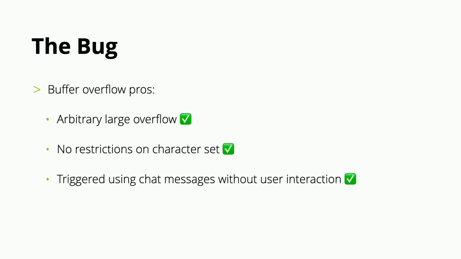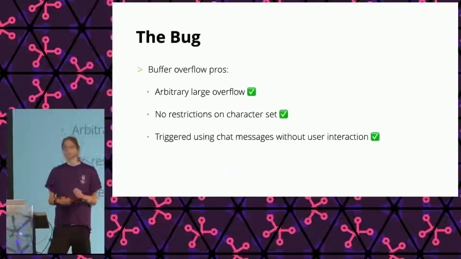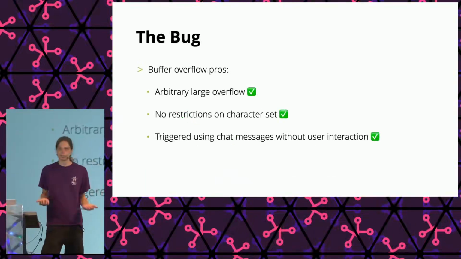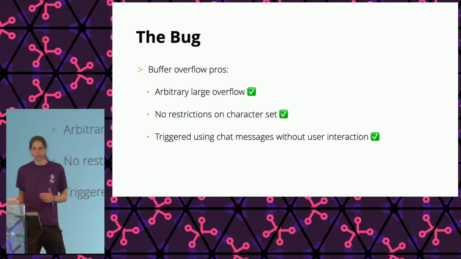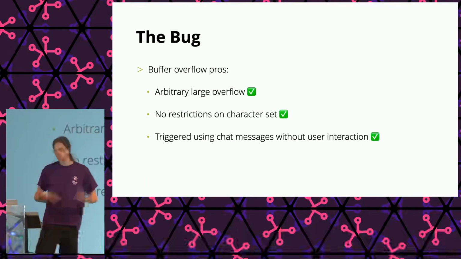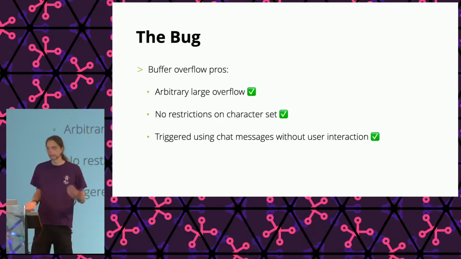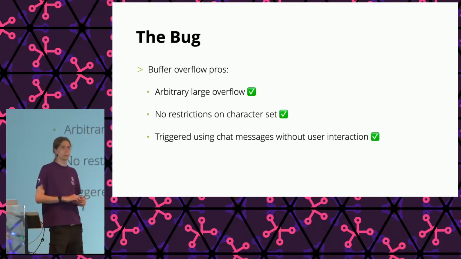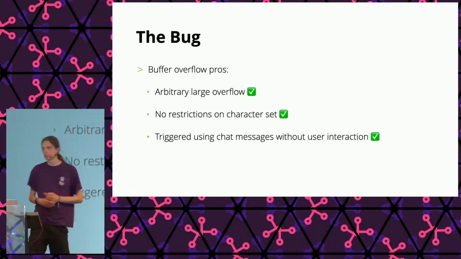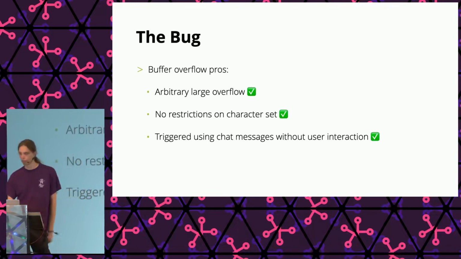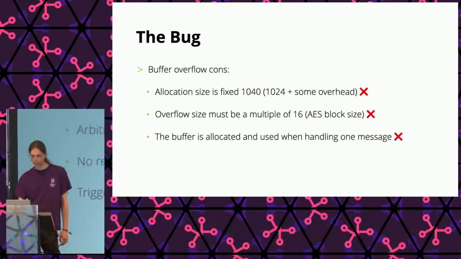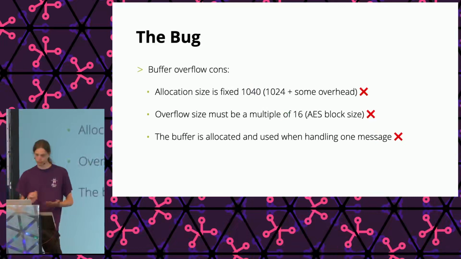And also very nice for the competition, we can trigger this using only chat messages without the victim having to do something. They don't need to approve anything, they don't need to click anything. As long as they allow us to send them a message, which is one step they had to do before, or they are part of the same organization, we can just send them this message and the buffer overflow triggers. But there are also a couple of cons, which make it harder to exploit this.